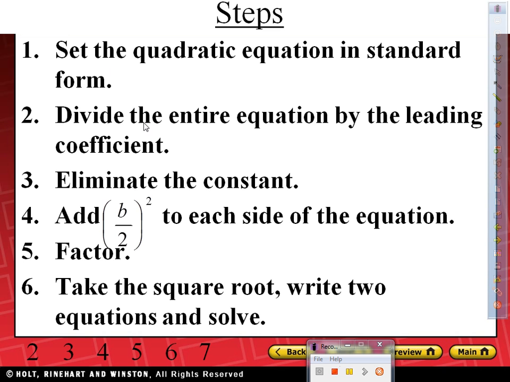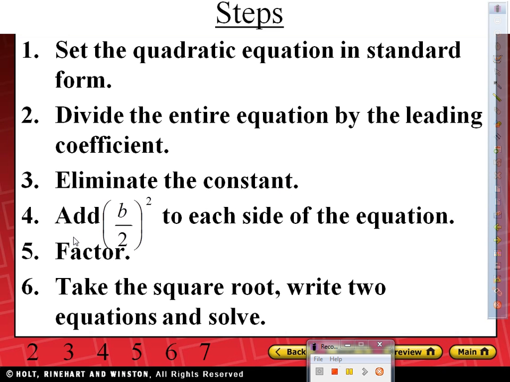Step 2, divide the entire equation by the leading coefficient. Step 3, eliminate the constant.